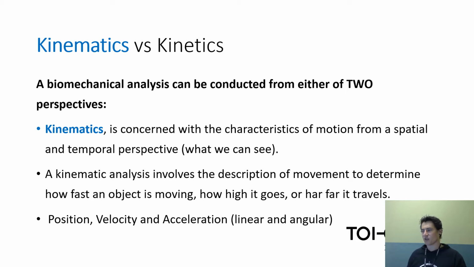Kinematic analysis involves a description, so describing movement to determine how fast an object is moving, how high it goes, or how far it travels. These measurements are such things as describing position, velocity, and acceleration. So yeah, what does the movement look like? What can we see?